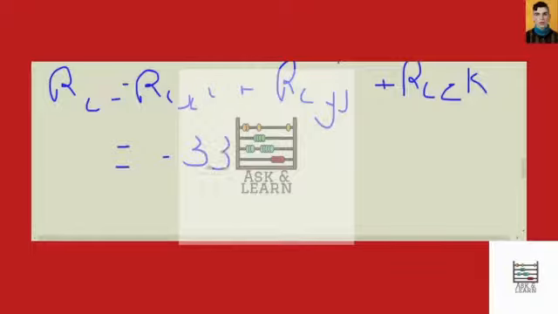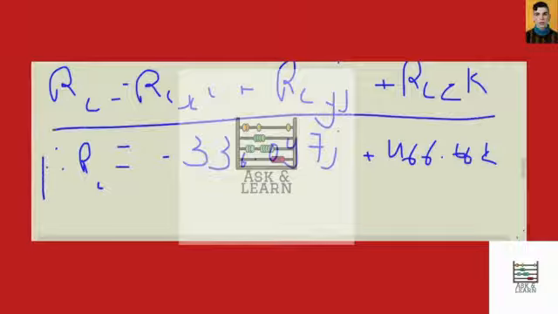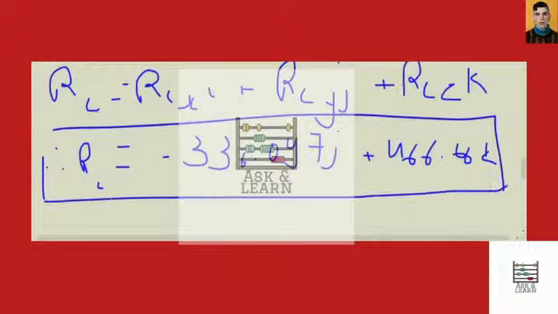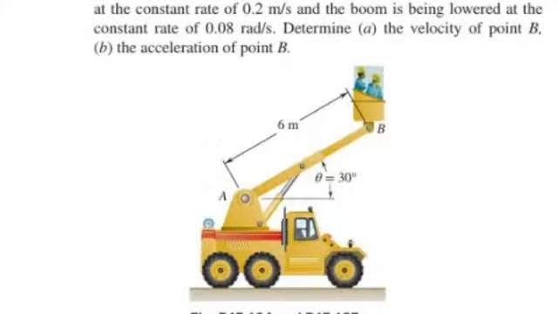So this W is 336.097 J plus 466.66 K, so this is my RC. This times R, which is 0.4 meter, divided by I, which is given as 1.2 times 10 to the power minus 4 kg meter squared, times omega or big omega, which is 2.856 radians per second.